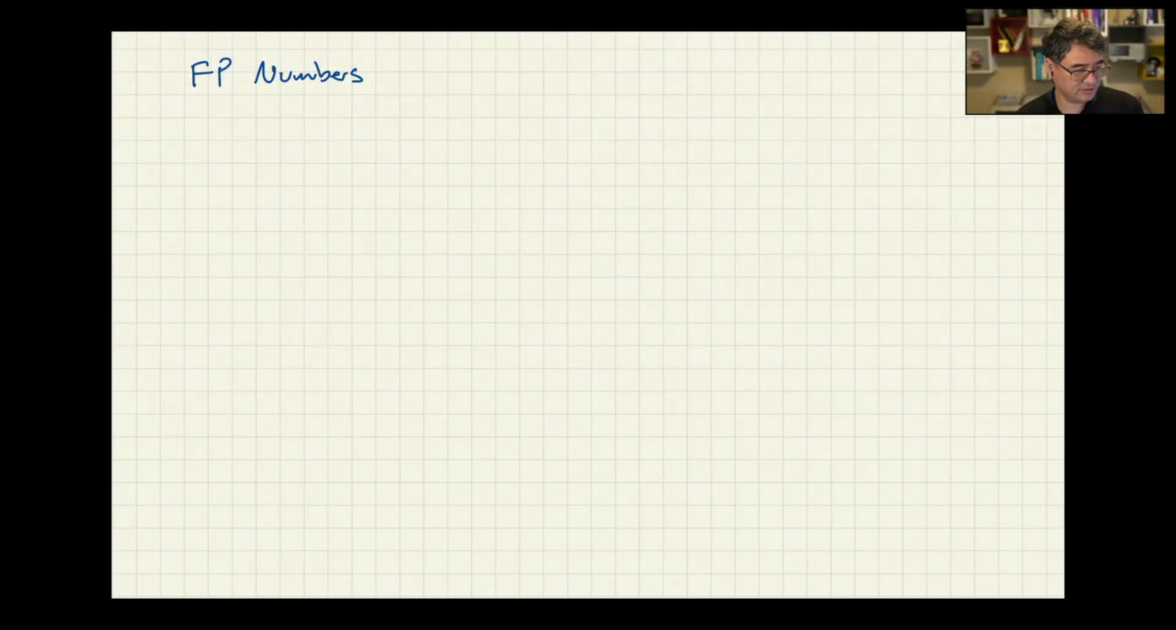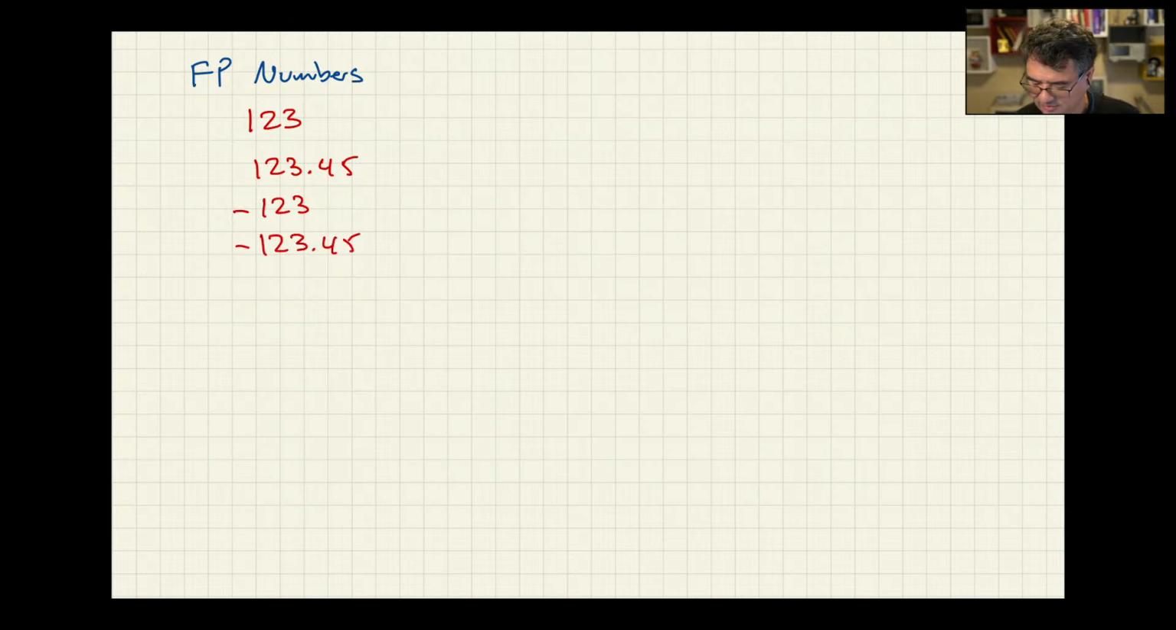So what does a floating point number look like? Well, it could look like 123, or 123.45, or negative 123, or negative 123.45. So you can have positive numbers and you can have negative numbers. So you might think of this dash in front here as being optional.